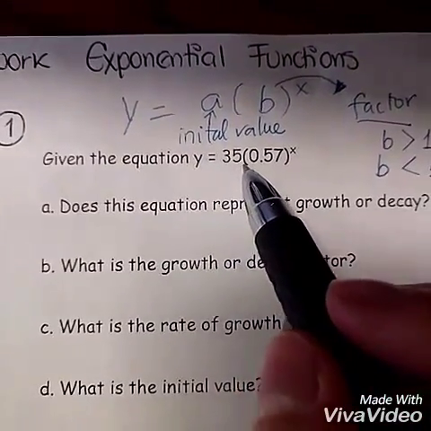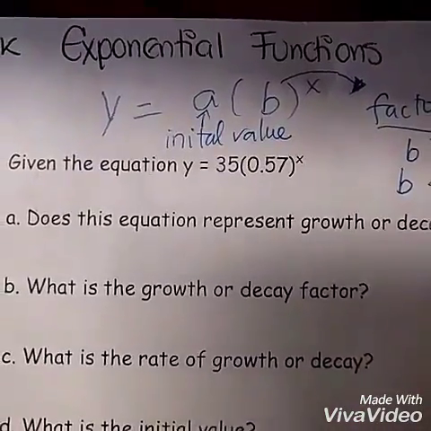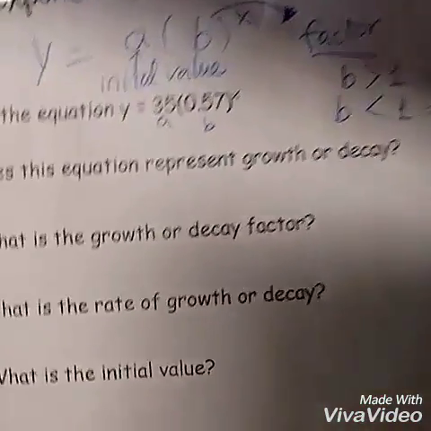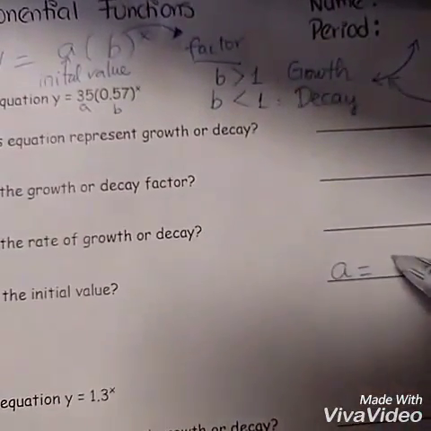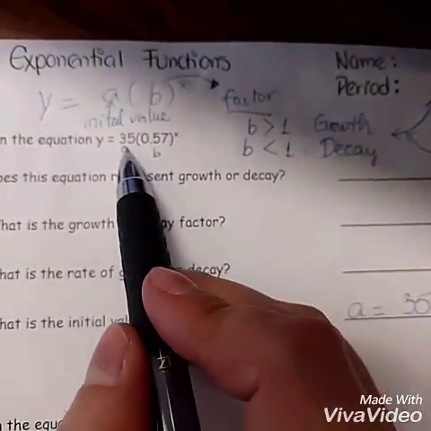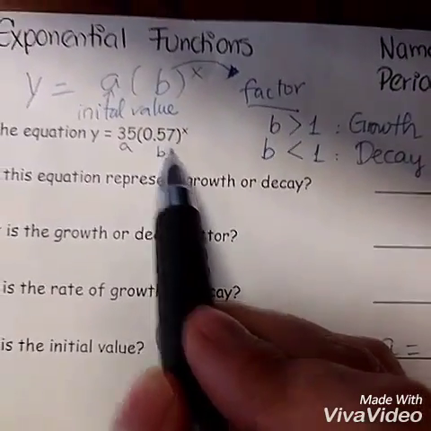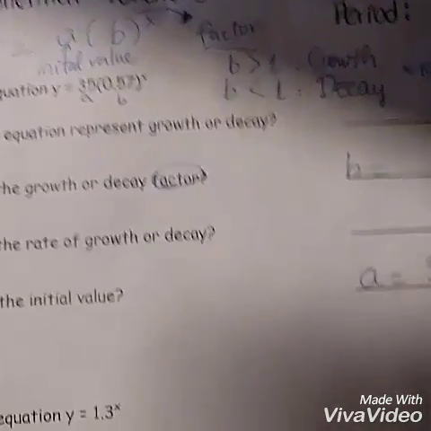y equals 35 times (0.57) everything raised to the x. So I'm going to label my a and my b. a is your initial value, so I'm going to write a equals 35. That's the number right here. And then b is my factor, like I defined earlier. The question is asking for the factor, right here. Factor b equals 0.57.